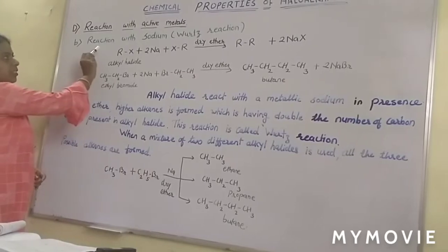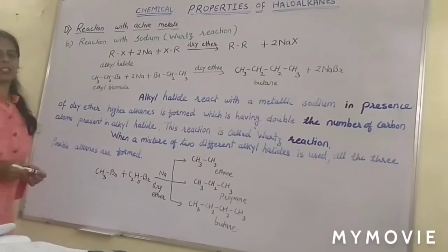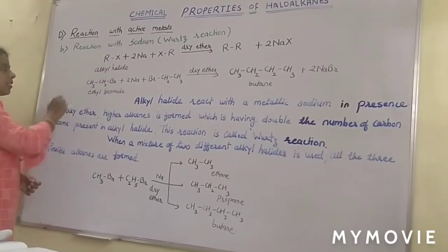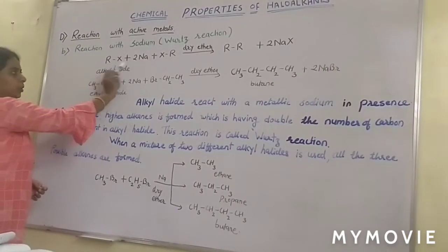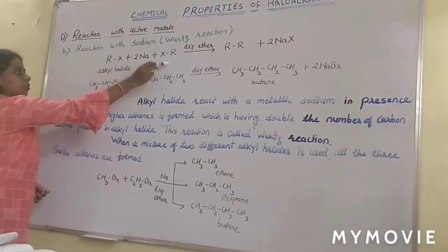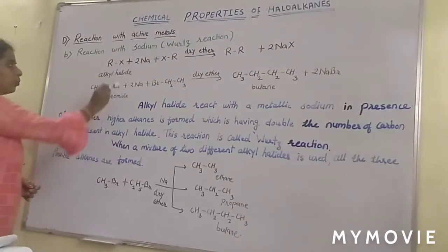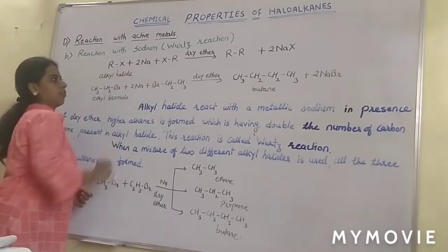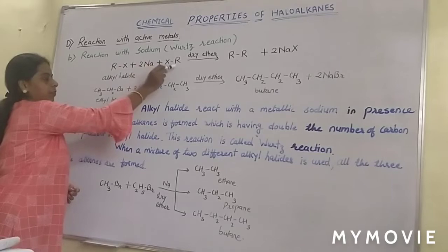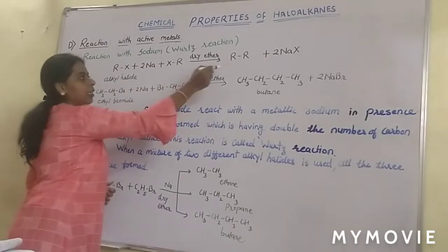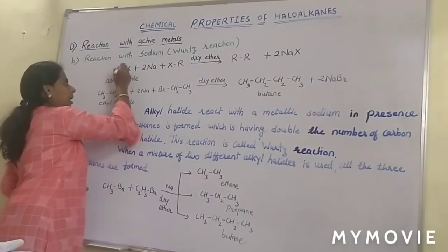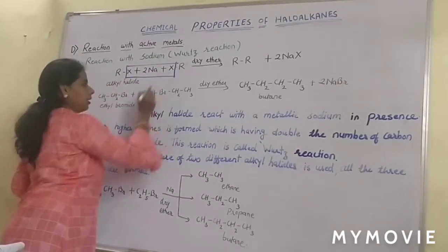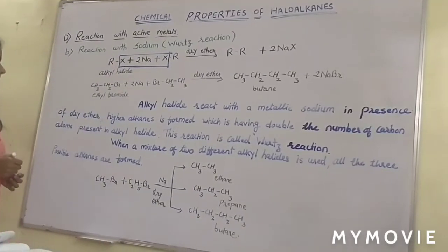Now the next reaction is the reaction of alkyl halide with sodium. This reaction is also known as Wurtz reaction. It is a named reaction. We will see two molecules of alkyl halide. This is also RX, this is also RX. So two molecules of alkyl halide react with two molecules of sodium in presence of dry ether. Here R is combined with R. So here we are getting the hydrocarbon, and the byproduct will be twice NaX in this reaction. So this is the hydrocarbon we are getting here.